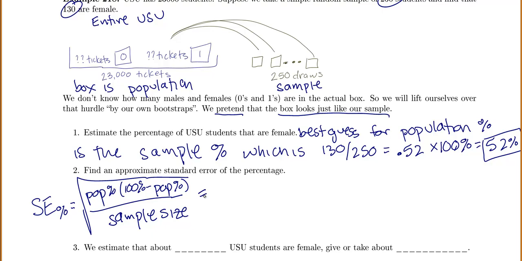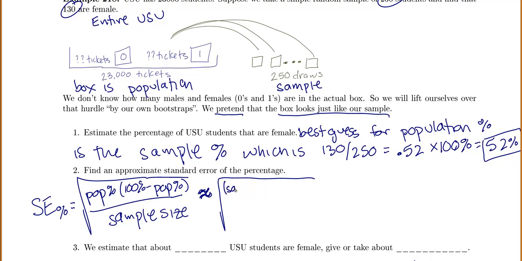Now there's a slight issue here. We don't know the population percentage. That's why we're doing this. So instead, we will estimate it with the sample percentage. I'm going to do a wavy equal sign to let you know that I'm just estimating it, that this might not be exactly correct.